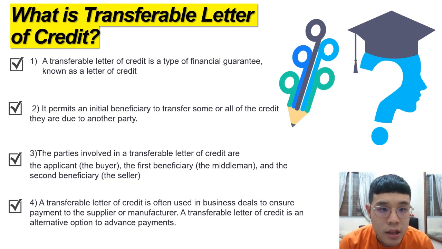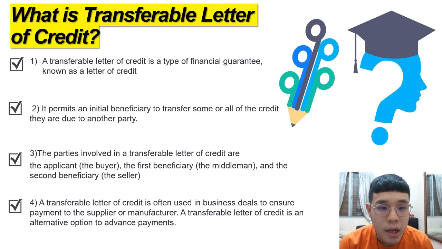So this transferable letter of credit allows and permits an initial beneficiary, which is the first beneficiary, to transfer some or part of the money stated on the letter of credit that is due to another party, which may be another beneficiary. So in this dealing using the transferable letter of credit, the parties involved are the applicant, which is the buyer, the first beneficiary, which is the middleman, and then the seller, which is the second beneficiary.